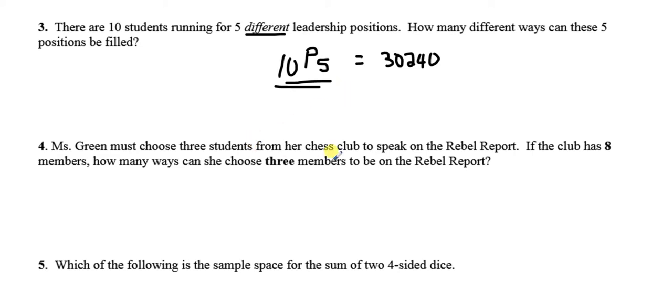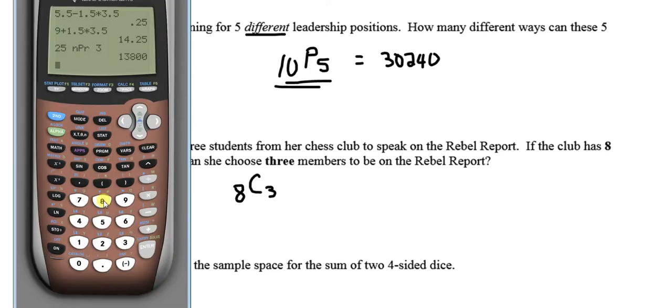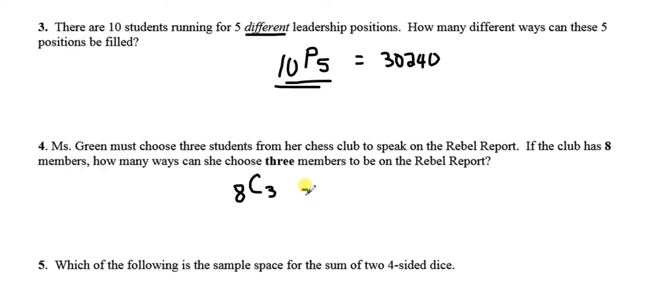Question number 4, 3 people to speak out of 8 people. Now this time we're taking 3 people and the order doesn't matter. They're just going to speak, and it's not like she's picking to have one person speak first, one person to speak second. So she just wants 3 people, 8C3. On your calculator, same place, 8, click on math, go over probability, and nCr this time, and the number 3. And that equals 56.